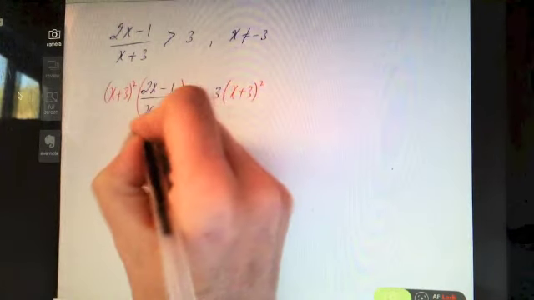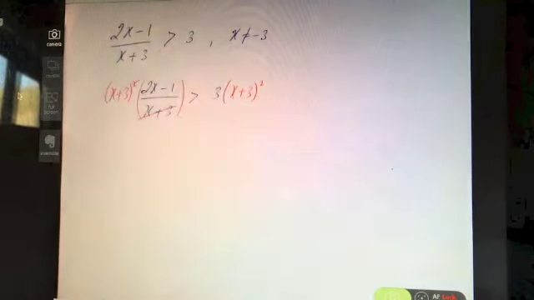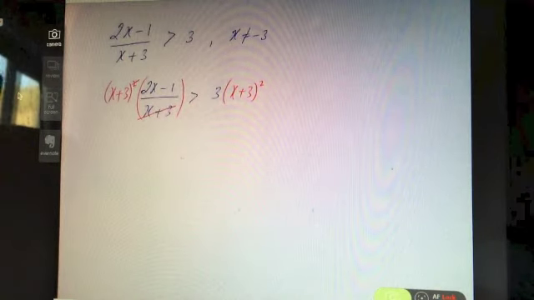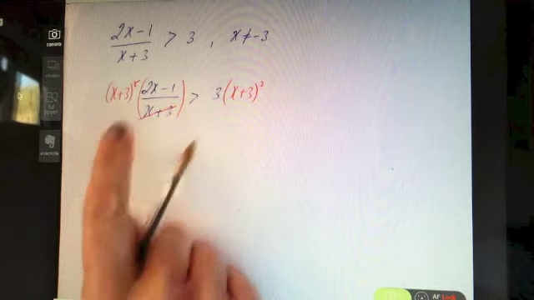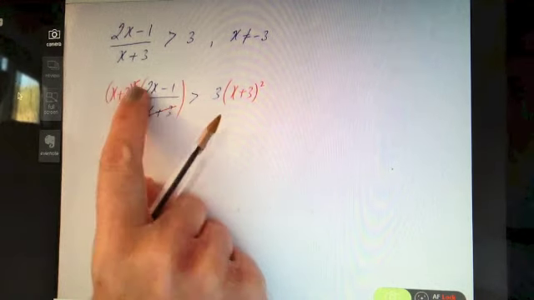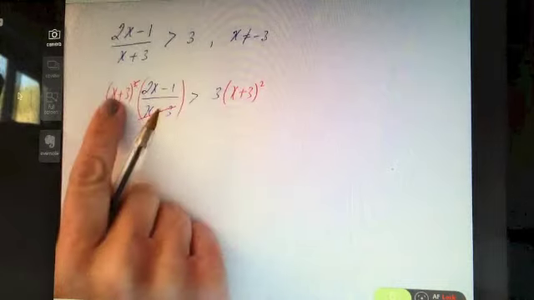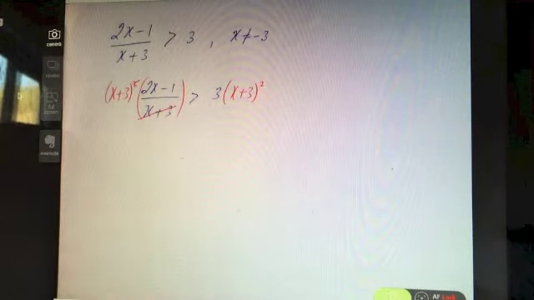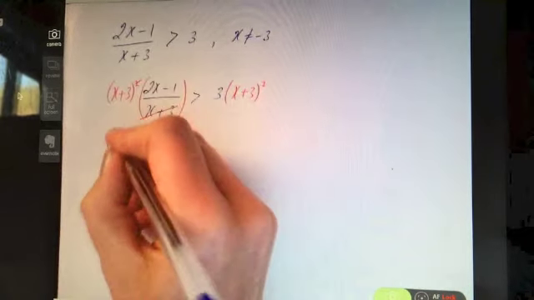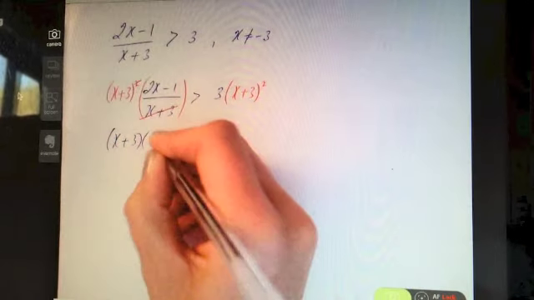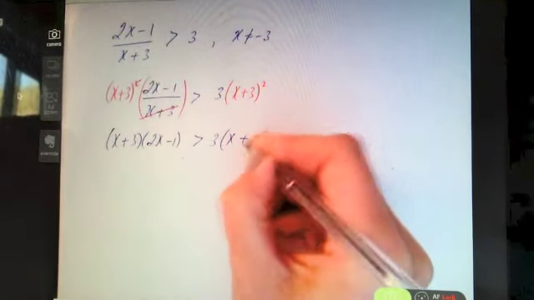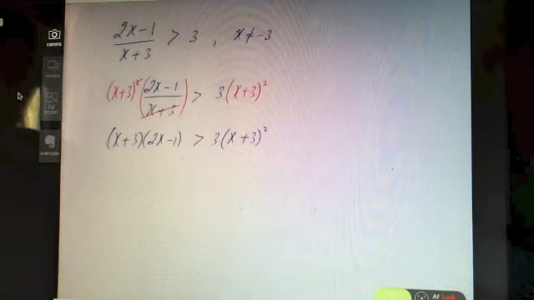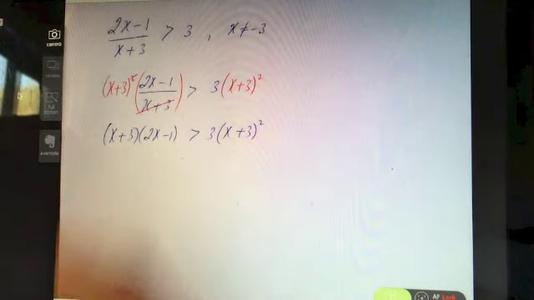So what that allows us to do is get rid of that denominator. It will divide into one of those, because you've got (x + 3) times (x + 3), since it's squared. So you have two of them being multiplied. When you divide one into one of them, we get x + 3 left. So on the left-hand side, we have (x + 3)(2x − 1) and 3(x + 3)². Okay, so let's multiply this out.